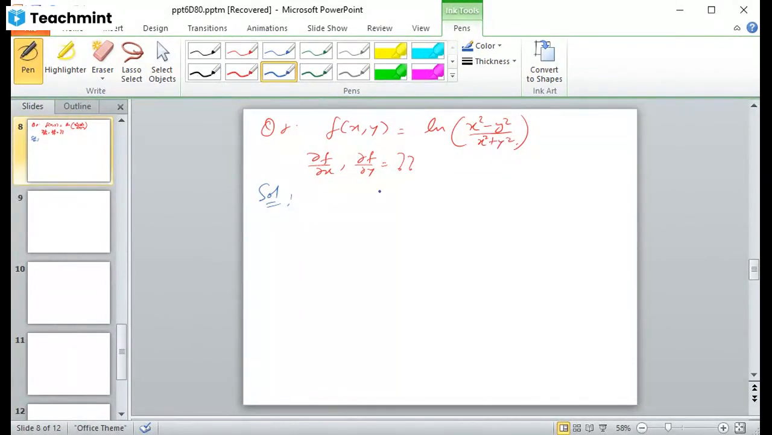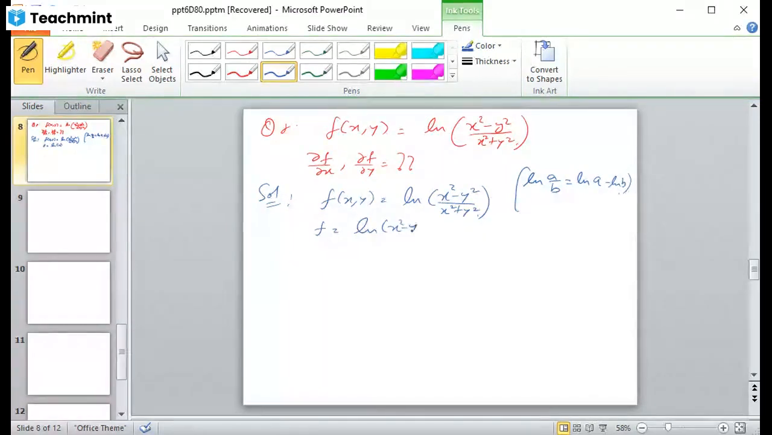So here our function f of x, y is log of (x square minus y square) upon (x square plus y square). The first thing is we are going to use the property of log of a upon b for simplification, that log of a upon b is log of a minus log of b. So what is your f? Now this is log of (x square minus y square) minus log of (x square plus y square), right?